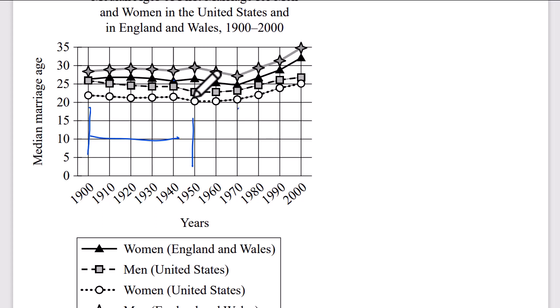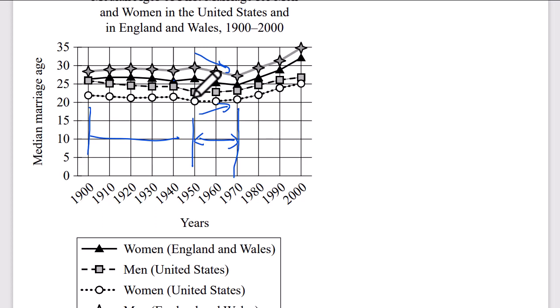And the biggest difference, it looks like, is from 1950 to 1970. Here, the U.S. stays the same or goes up slightly, and the England men and women come down a fair bit. So we have one going down, the other going up, and obviously there are other factors at play. It's not just technology, because they're going in different directions.